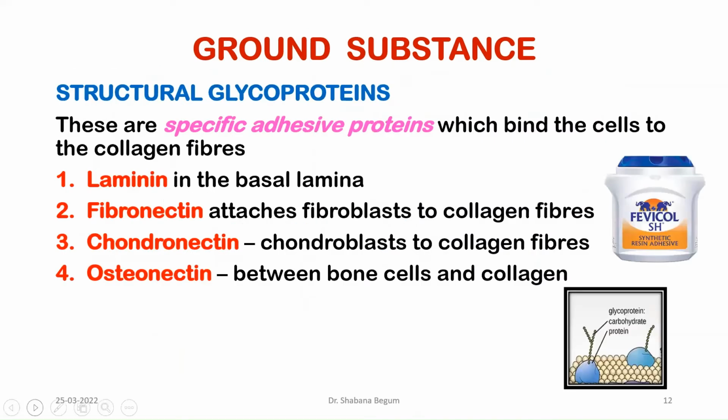Next is the structural glycoprotein. Now, the structural glycoprotein acts like Fevicol. These are specific adhesive proteins which help to bind the cells to the collagen fibers. The different types are laminin, fibronectin, chondronectin, and osteonectin.